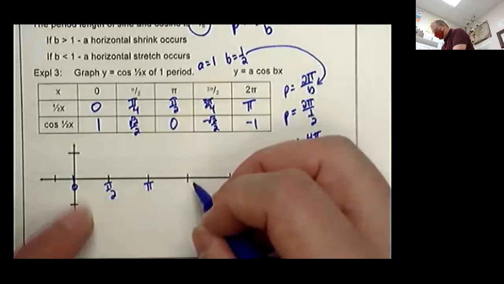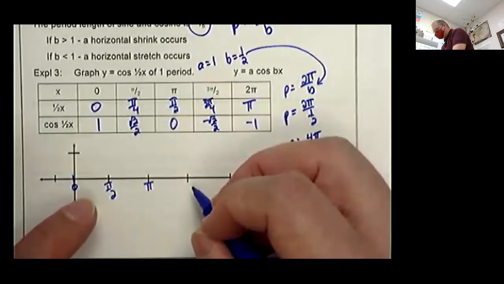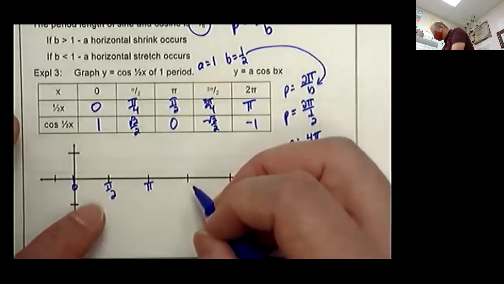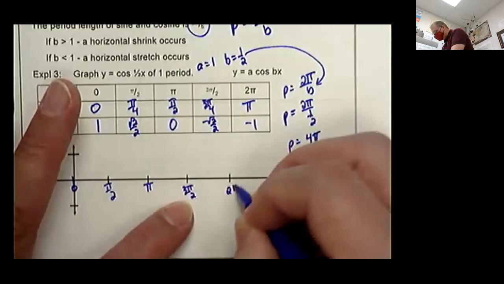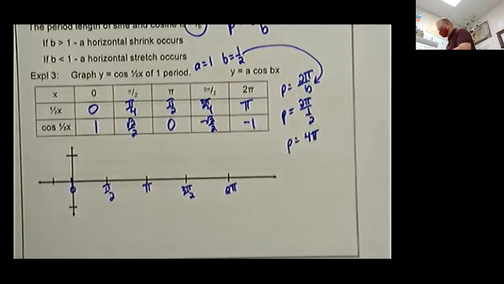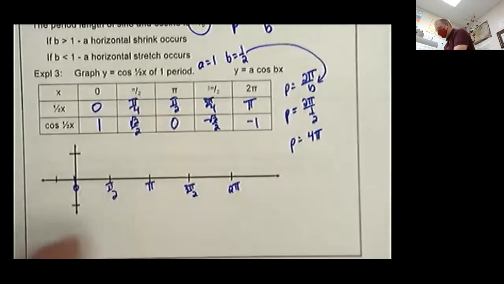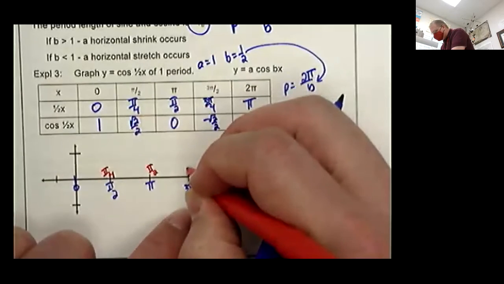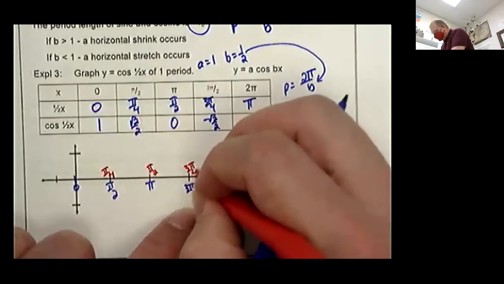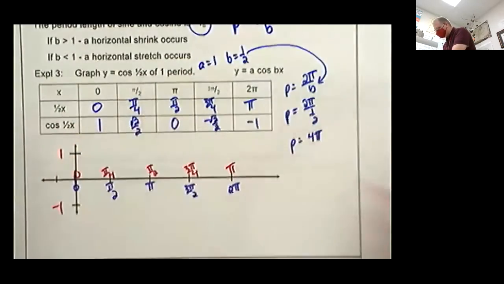This turned into pi halves, pi, 3 pi halves, and 2 pi. But they changed because we took half of the angle. That changed this into pi fourths, pi halves, 3 pi fourths, and pi. Still have an amplitude of 1 and negative 1.